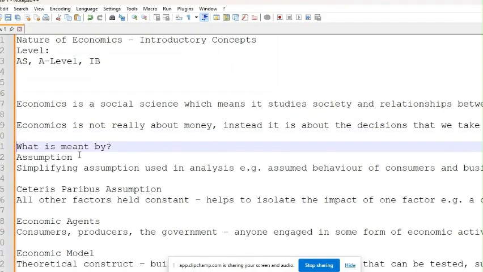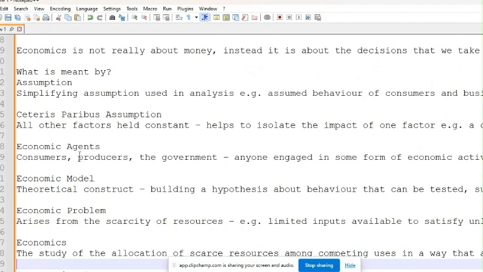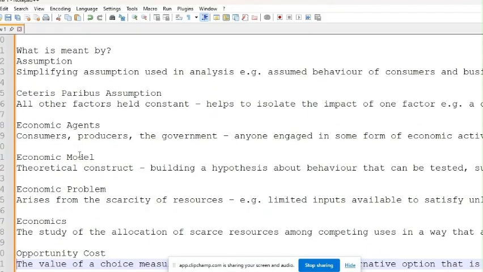So what is meant by simplifying an assumption using an example? It is assuming the behavior of consumers and businesses. That is what economics is: the assumed behavior of consumers and businesses.